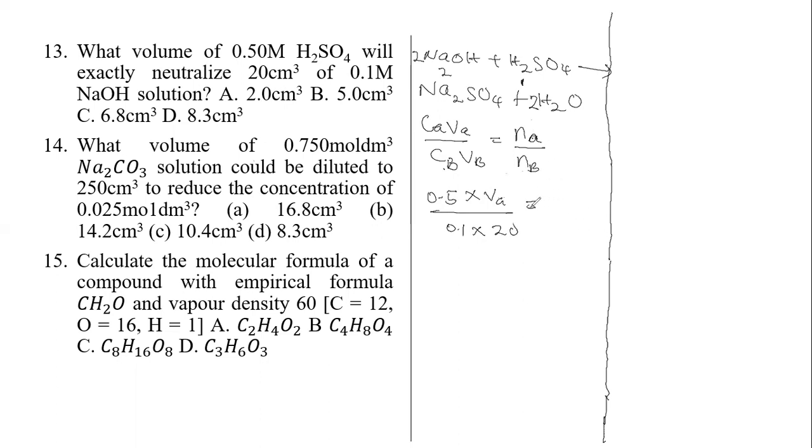NA, the mole of the acid, is 1, and NB, the mole of the base, is 2. So when you press your calculator and make VA the subject, VA is going to be 2.0 cm cube. So it's just as simple as that.